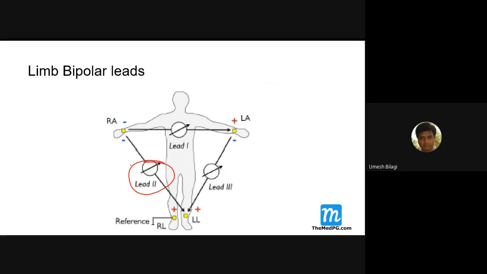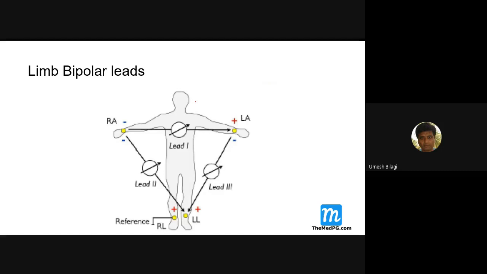Whereas for lead 2, you can see here the positive electrode is in the left lower limb, and the negative is for the right upper limb. Similarly, for lead 3, the left lower limb is positive and the left upper limb is negative. So this is how they can ask these questions: which is positive in lead 1, which is positive in lead 2.